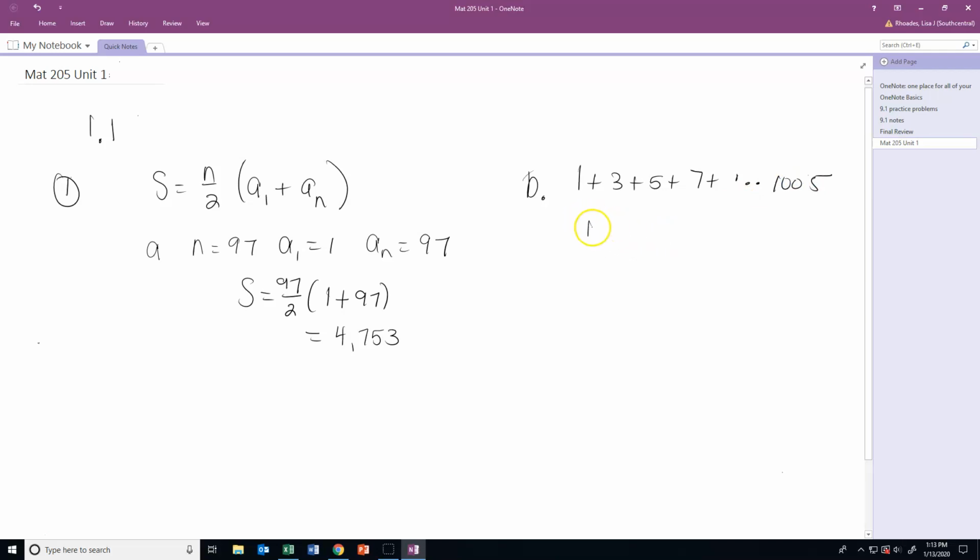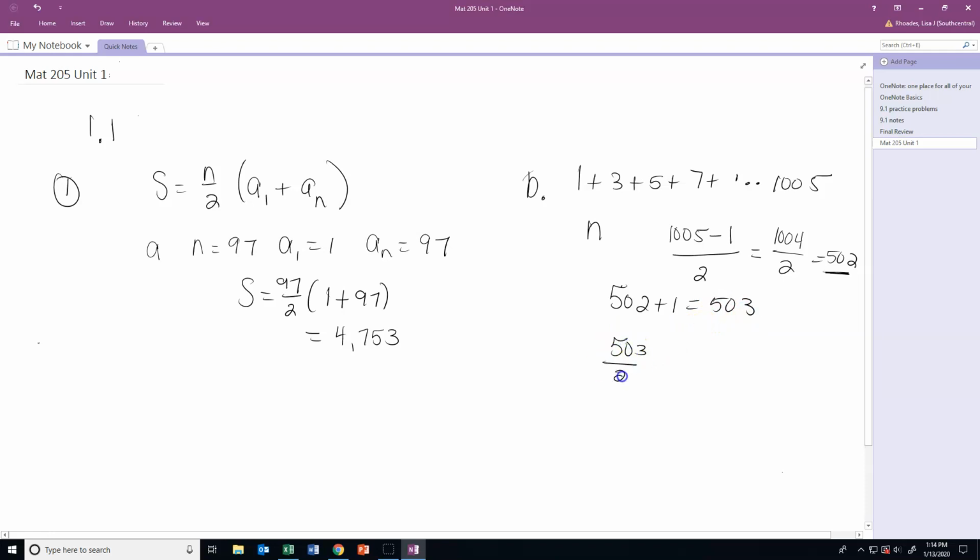On B, you're asked to add up the odd numbers from 1 to 1005. To find the number of terms, you would take 1005, subtract 1, and divide that by 2 because we are counting by 2, so I only want half of the digits. So 1004 divided by 2, 502. Now this 502 counts all of the numbers after 1 all the way to 1005. So what I need to do to include the 1 is just add one number. So there's actually 503 terms.